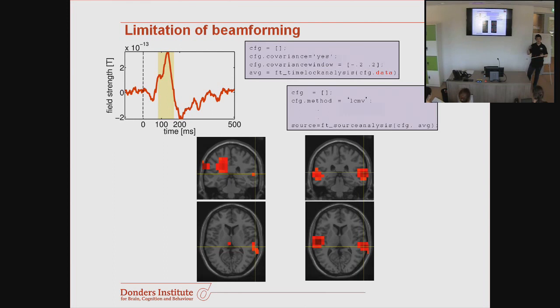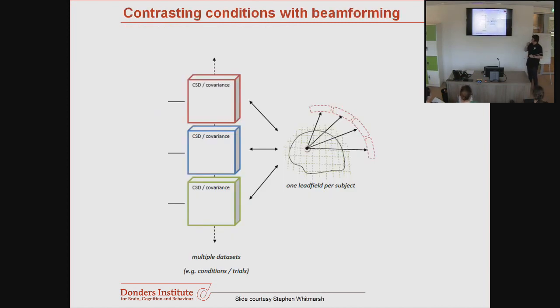So you estimate your covariance. You take your data again on a single trial level, and you are able to reconstruct the location, in that case, where this initial activity is happening. So far, we stress that it's your data that is important. So the covariance matrix, or the CSD matrix, the cross-spectral density, is based on your data.